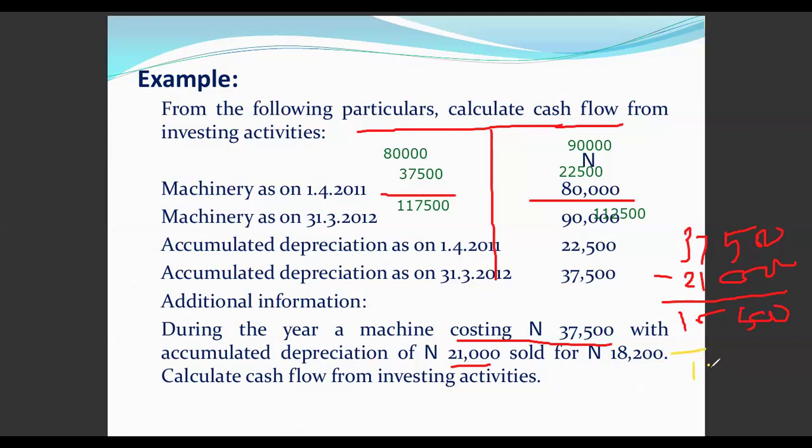So I deduct 18,200. So I need to find the gain or loss. So my gain on sale will be approximately 1,700. So I have two transactions here. One, maintaining the regular machinery account, and second, find out profit or loss on machinery accounts. So when I do these two transactions, I can ultimately calculate profit or loss.